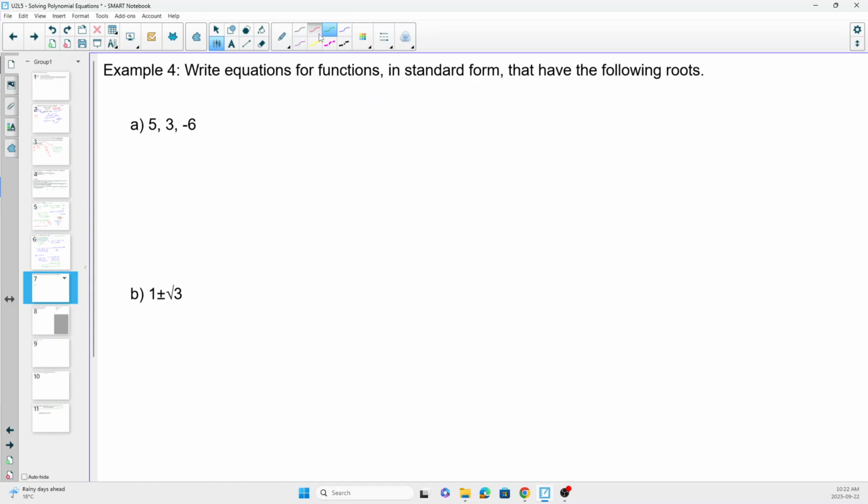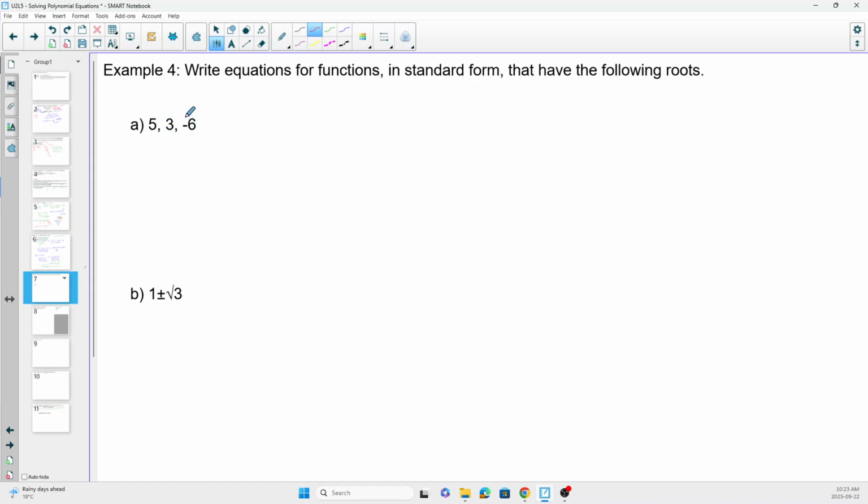So here we have: write equations for functions in standard form that have the following roots. So that means that we need to first write this in factored form, and then we need to proceed. Now it says write equations that have the following roots. Like, this could be interpreted just because it has roots at positive 5, positive 3, and negative 6. We don't actually know the order of these.